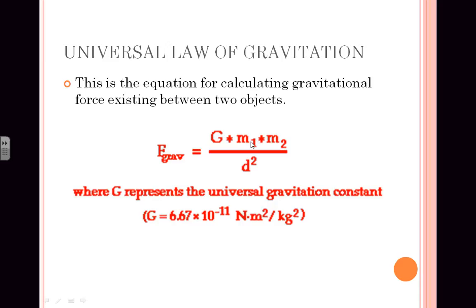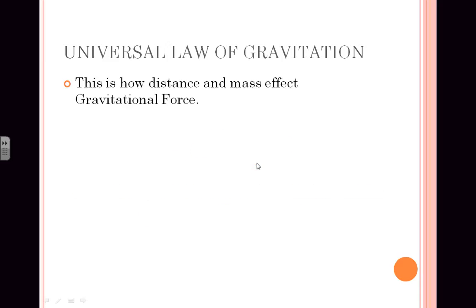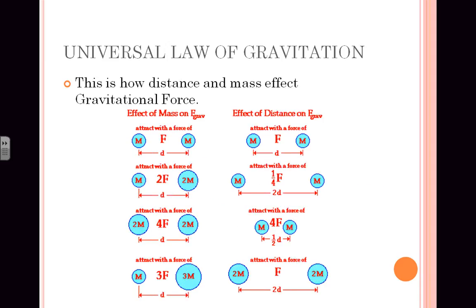M1 is the mass of the first object in kilograms, M2 is the mass of the second object in kilograms, and we would divide all that by the distance squared. And again, this distance is the distance between them. So this is how distance and mass affect gravitational force with regards to what happens when you change one or the other. So it says the effect of mass on force of gravity. So as you change the masses, we're going to see how that affects the force.